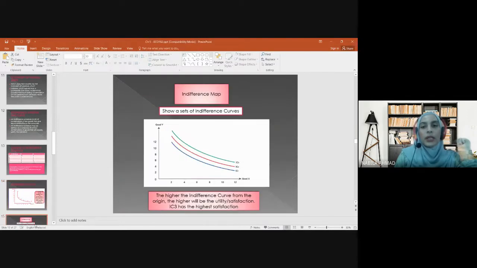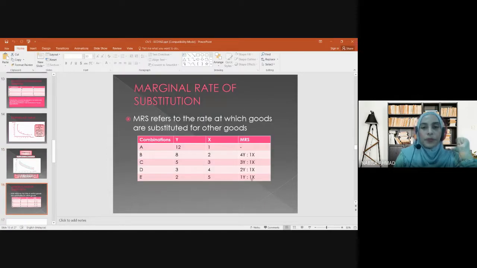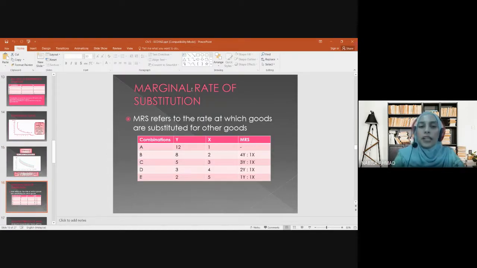Right? Okay, indifference map. Kalau kita ada different set of indifference curve, contohnya kat sini kita ada 3 indifference curve. So, curve yang paling tinggi itu akan memberikan kepuasan yang maksimum. So, the higher the indifference curve, the higher will be the satisfaction. And then marginal rate of substitution. So, what is MRS? It refers to the rate at which goods are substituted for one another.